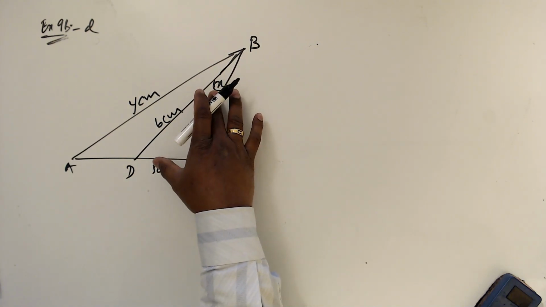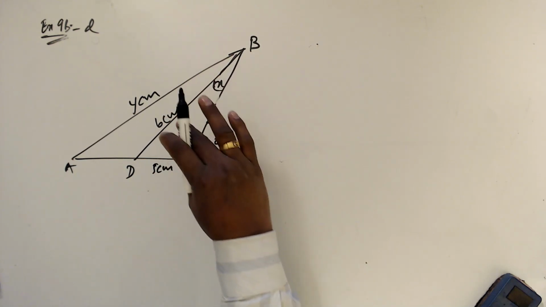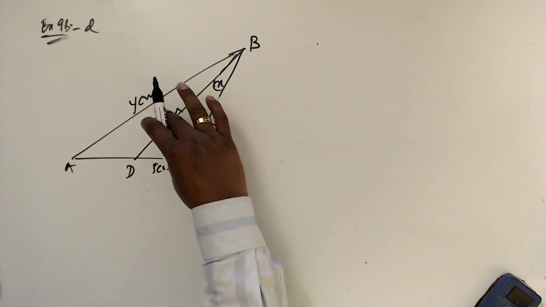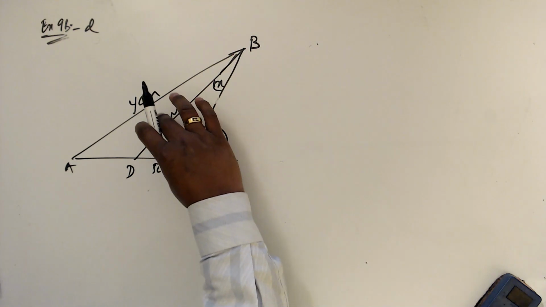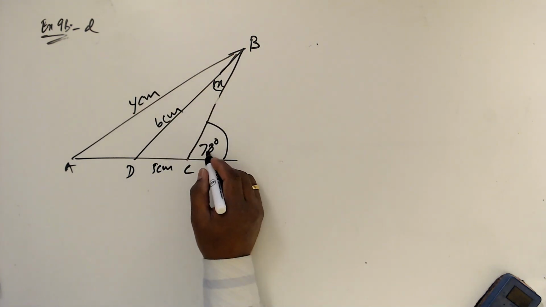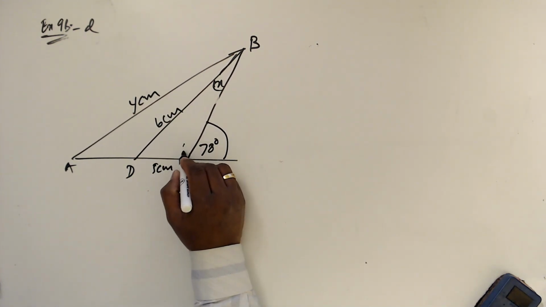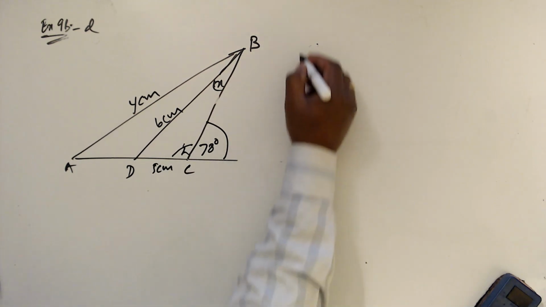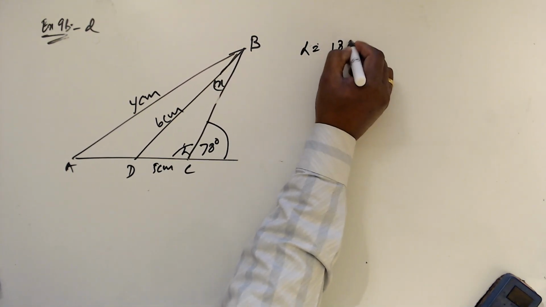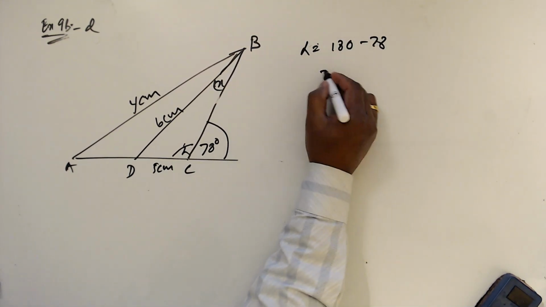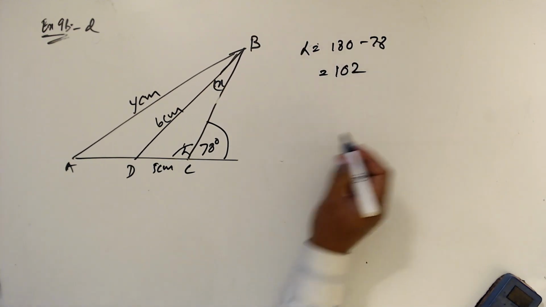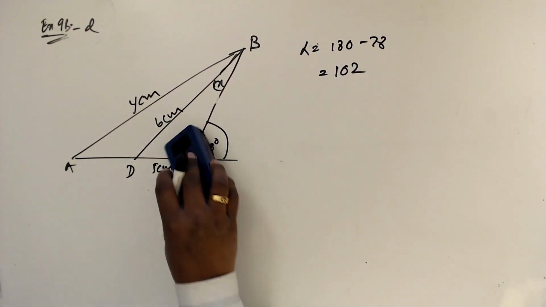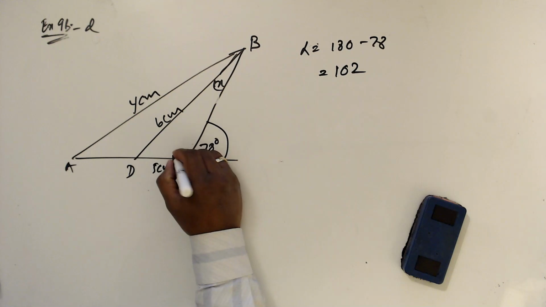So to find x, I need another pair. If I know this angle, then I can use this 6. But if this is alpha, we can find this one. Alpha equals 180 minus 78. This is going to be 102. So this value is now 102.